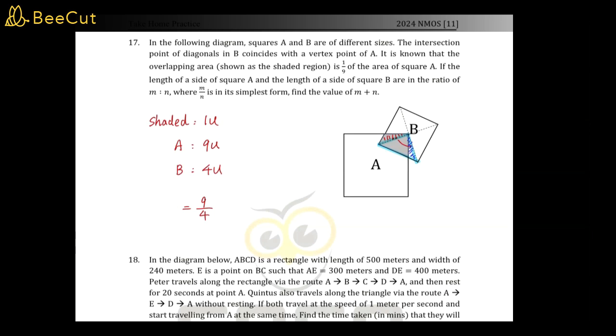And we know that the area ratio equals the square of the side ratio. That's m squared over n squared. Right, m squared gives us the area of the big square A. If this is m times m, so that's m squared. The other one is n times n. So 3 squared equals 9. So it means that m equals 3. And n equals 2. 3 plus 2 equals 5.